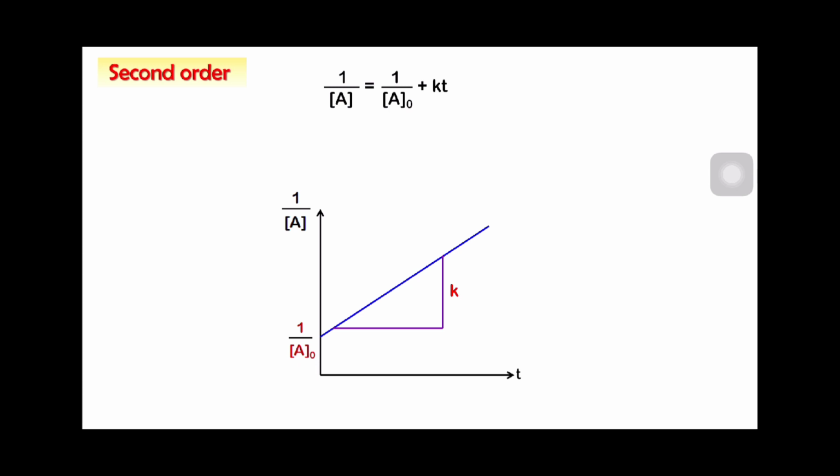Next, second order. For second order also, we have to compare with y = mx + c, where 1/[A] is the y-axis, 1/[A]0 is the y-intercept, and k is the gradient or slope, t is the x-axis. So when we plot the graph of 1/[A] versus time, we will get a straight line graph with a positive slope, and it starts with 1/[A]0 as the y-intercept.